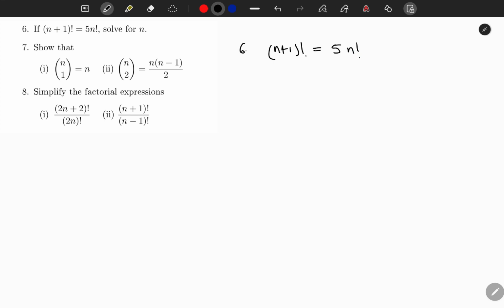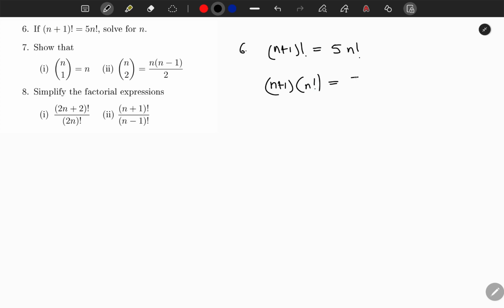How do you solve for n? Here's what we do. Recall that if I give you 6 factorial, how am I going to write this? This is just the same thing as 6 multiplied by 5 factorial, which can also be written as 6, 5, 4 factorial, and so forth. So we can also transform this as (n+1), then n factorial.